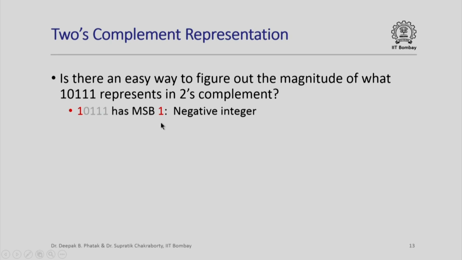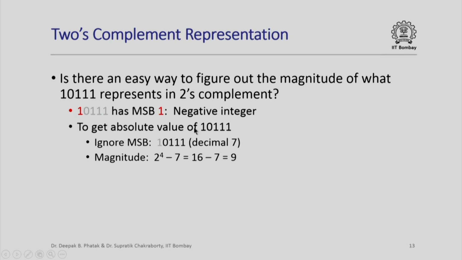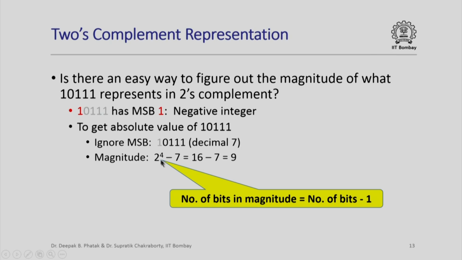The MSB is 1, so it is a negative integer. Now to get the absolute value of this, you ignore the MSB, so you get decimal 7, and then you say I am going to subtract 7 from 2 raised to 4, in which case I get 9. Now where did this 2 raised to 4 come from? This is the number of bits in the magnitude. There are 4 bits in the magnitude, which is the total number of bits minus 1, because the total number of bits also has one sign bit. So in this case also the answer is minus 9.